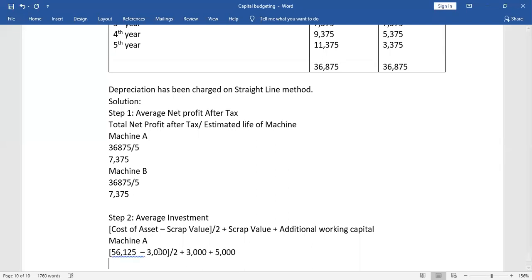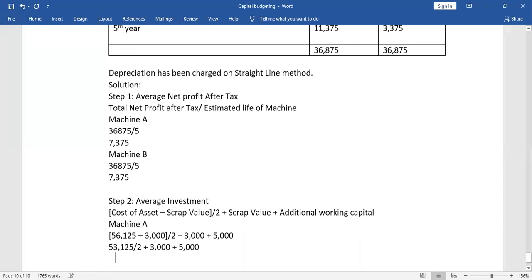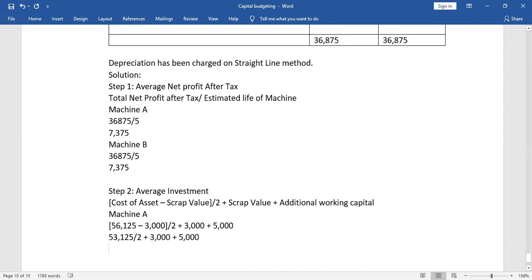Now you all have to solve this question and give me the answer. 56,125 minus 3,000 is 53,125. Divide by 2, plus 3,000, plus 5,000. How much answer are you getting? Is everyone getting 34,563? So I got this answer for machine A.